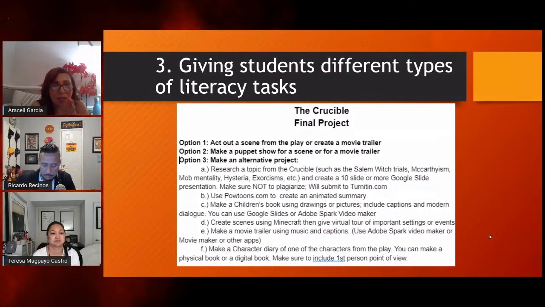I had kids who, and if you look at some of the options here, you can create a Powtoons. You can create a physical children's book. You can do a scene on Minecraft and tell me how, right, and explain it. And I had some of those kids do that. You can create a puppet show, right? You can create a movie.